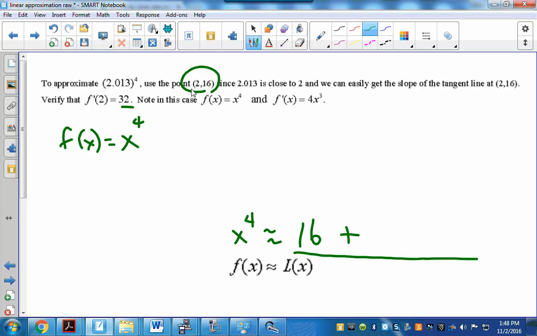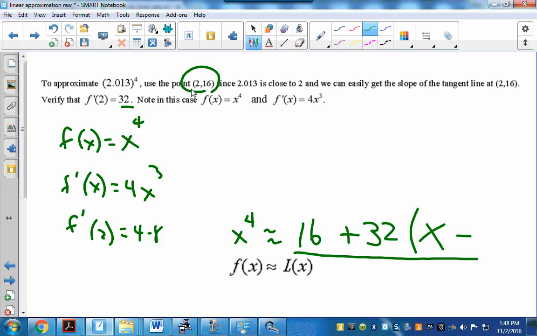How do you get to that? Where did that come from? Well, you're going to have to take the derivative, which is 4x cubed, right? And then put in 2, right? So this is 4 times 8, 32. That's the slope. Times x minus 2, this is good for numbers near 2, right? So this 4th power equation now is the same as the line, and lines are easy to work with. Right?